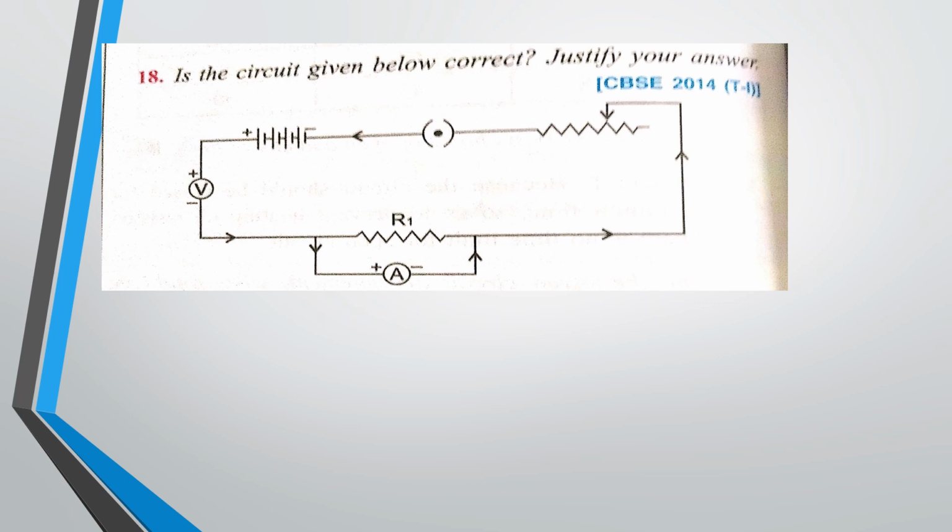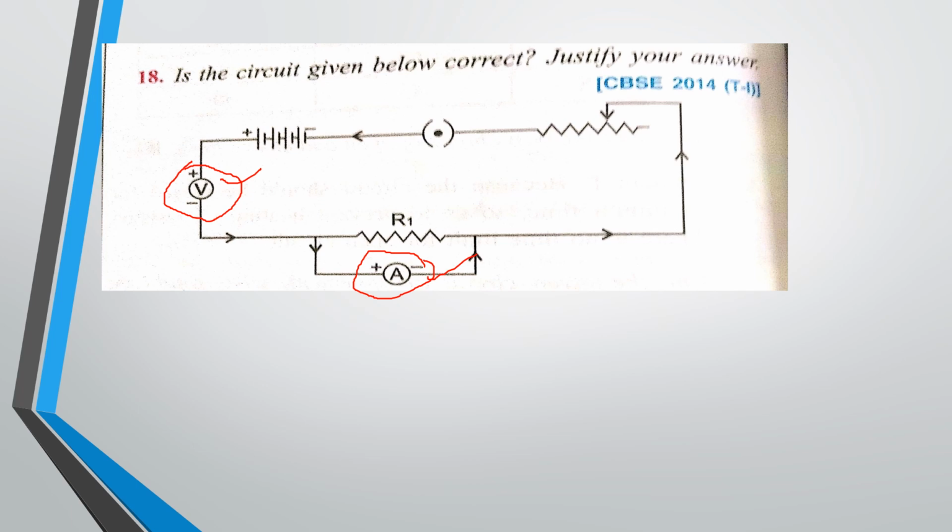Now a CBSE sample paper based question. Is the circuit given below correct? Justify your answer. In a circuit connection, you know very well that the ammeter should always be connected in series, and the voltmeter should always be connected in parallel across the conductor. Here you can see there is a mistake: the voltmeter is in series connection and the ammeter is in parallel. This is the mistake in the circuit connection.